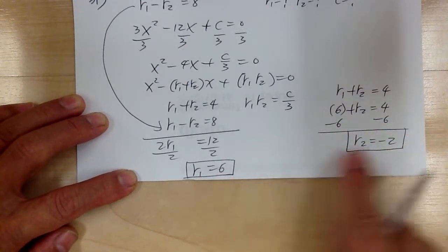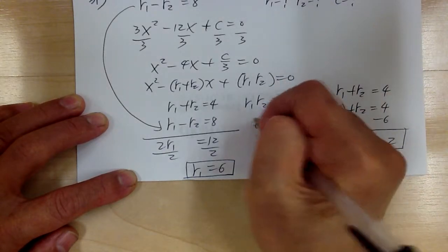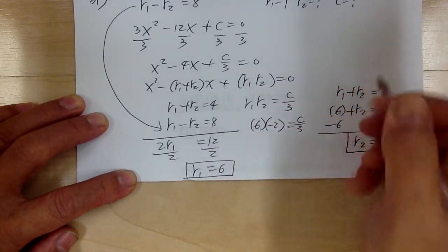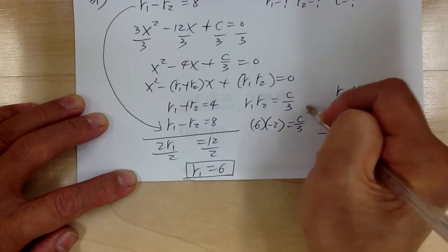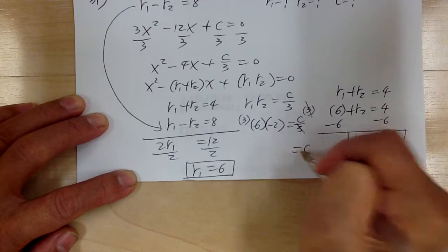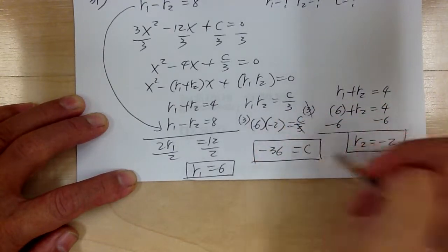So once I have R1 and R2, I can substitute into here to find C. So over here I'm going to multiply by 3. Multiply by 3 to cancel out the denominator. So C is equal to negative 36. Okay.